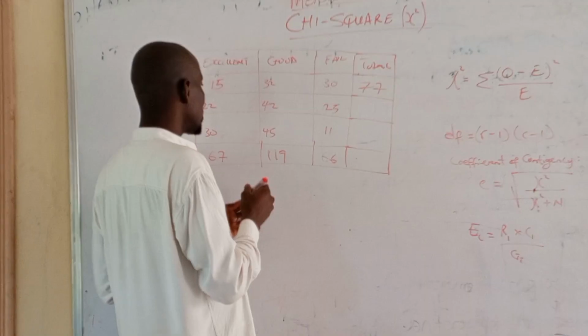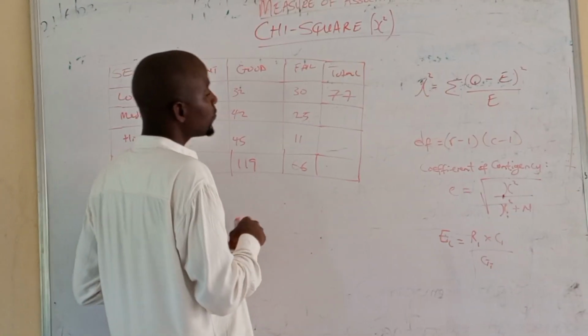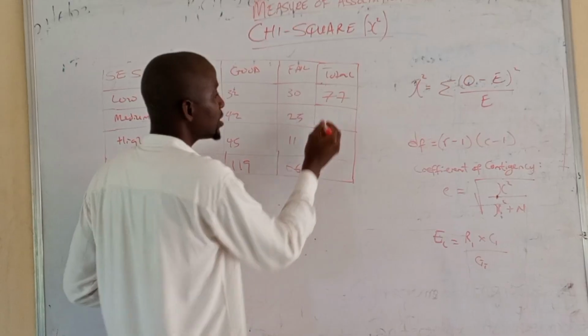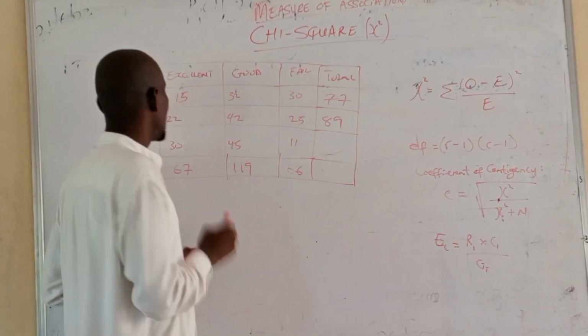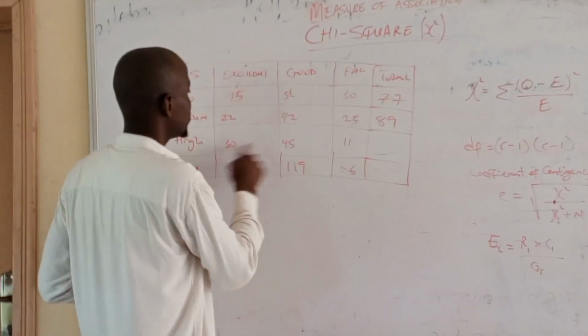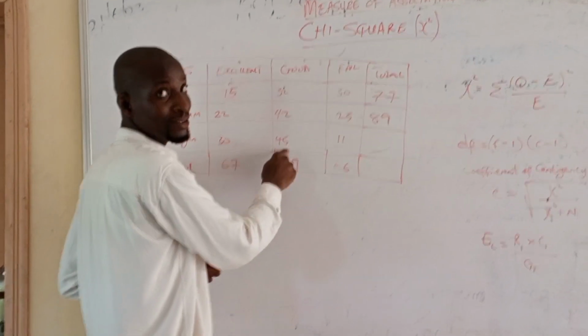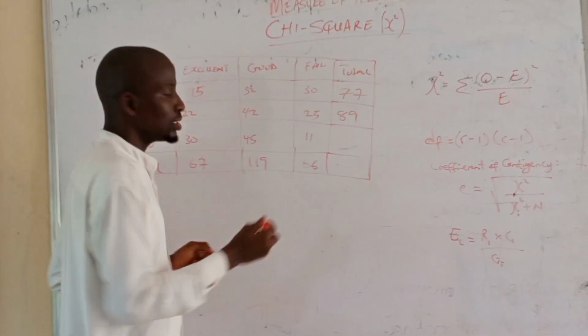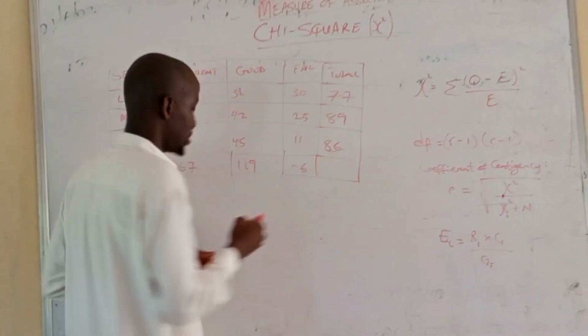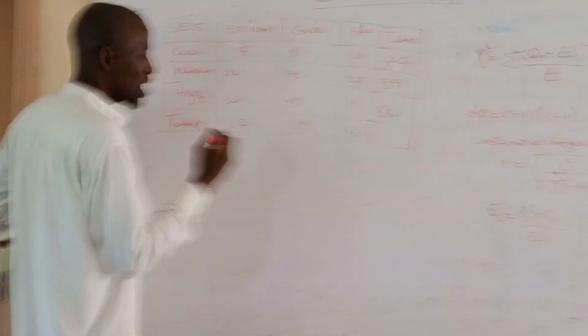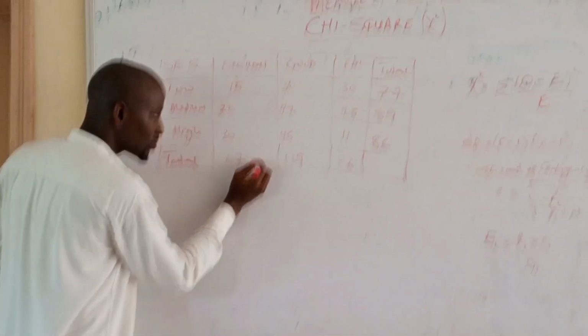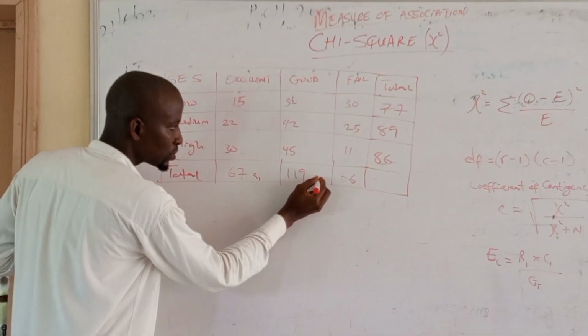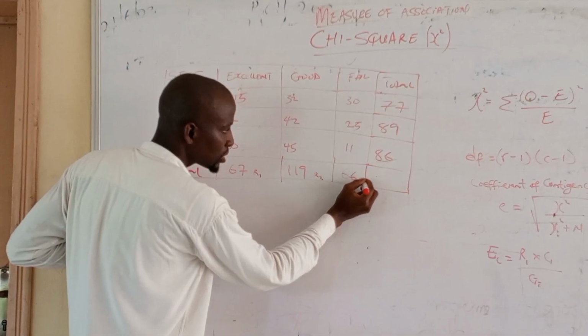22 plus 42 is 64. 64 plus 25 will be 89. We have 75. 30 plus 45 is 75. 75 plus 11 will give you 86. Now this is row 1, row 2, row 3.